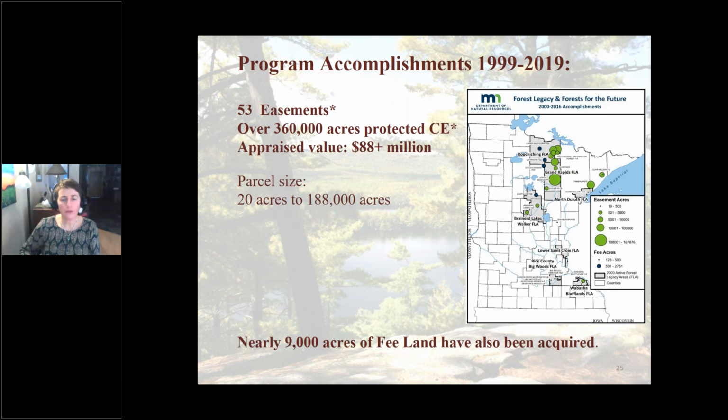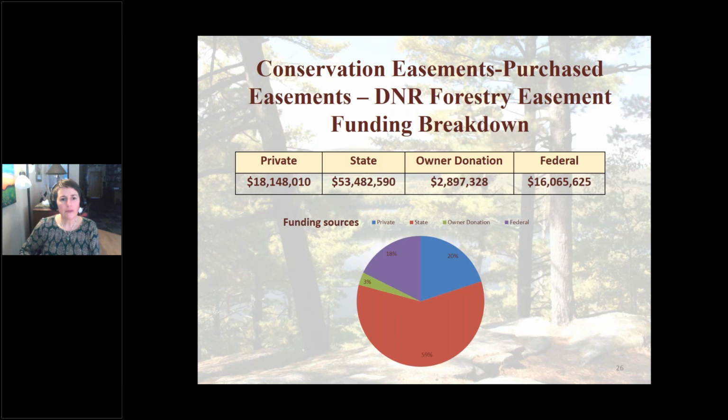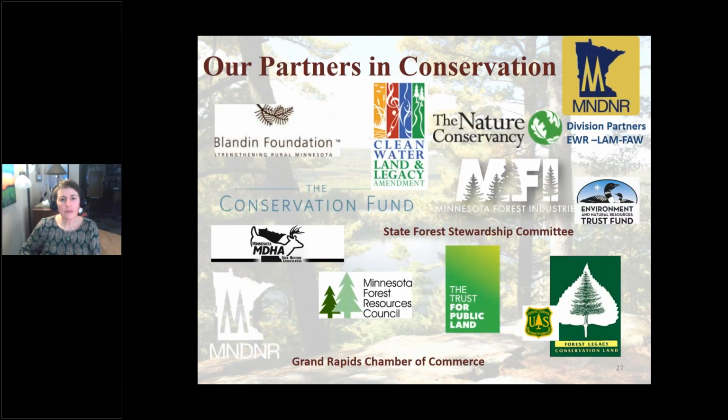A little background on where our funding comes from. The vast majority of it comes from the state, and then it's pretty evenly split between private funding and federal funding. And then we do have some owners that have chosen to donate some of the value of their easements, and so that's in that owner donation category. I just thought it might be interesting for folks to see where our funding comes from. We couldn't do any of this work that we do without our partners, and we have many partners, funding partners to other types of partners, and the ones that are listed on this slide are not even all of them.